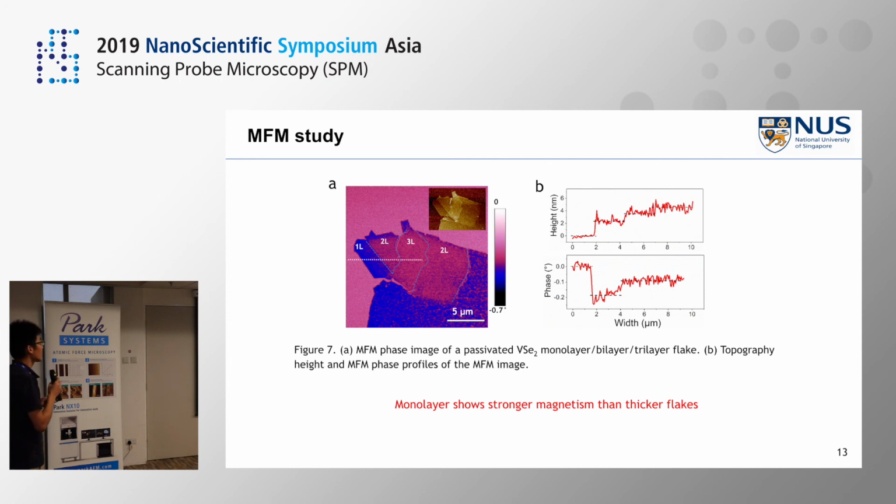So the MFM result is quite important for our work because it gives direct proof for the ferromagnetism of these VSe2 samples, and also it distinguishes the ferromagnetic signals for different thickness.